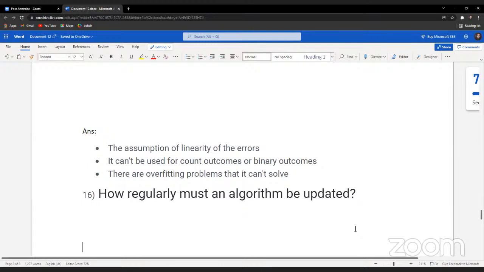If anyone knows the answer for how regularly must an algorithm be updated, please ping in the chat box. I'll see those answers and we'll discuss it back in a minute.